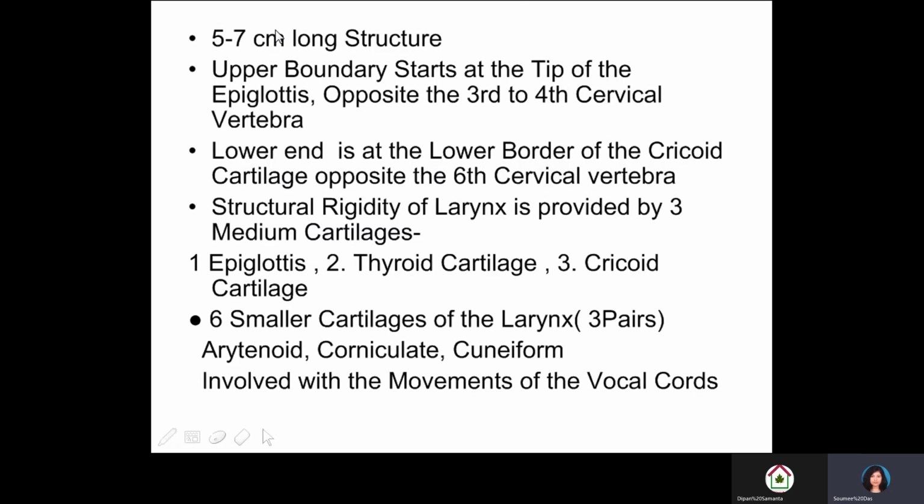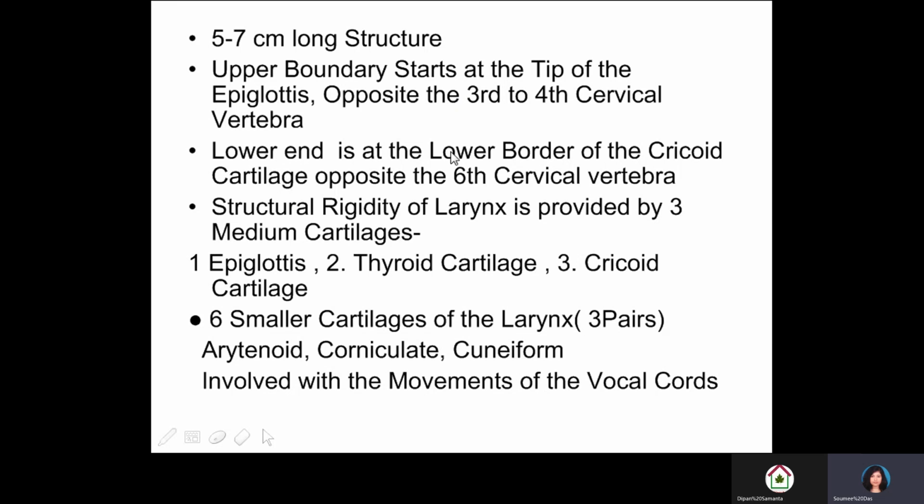This is 5 to 7 centimeters long. The upper boundary starts at the tip of the epiglottis, opposite the 3rd to 4th cervical vertebra. This anatomical demarcation is very important: the upper boundary of the larynx starts at the tip of the epiglottis opposite the 3rd to 4th cervical vertebra, that means C3 to C4. So the upper end of the larynx starts from C3 to C4.